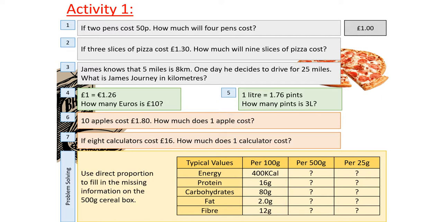Question 2, if 3 slices of pizza cost £1.30, how much will 9 slices of pizza cost? To get from 3 slices to 9 slices, you times it by 3. So you have to times £1.30 by 3, giving you an answer of £3.90.